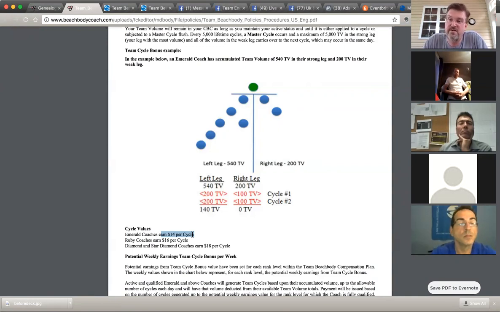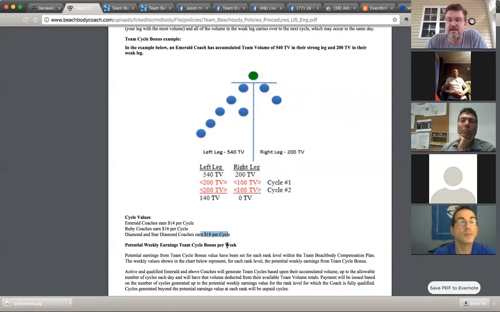That's in addition to your commissions that you make. Remember, you're going to make a 25% commission off of anything that you sell. So in addition, whether you sell anything or not, whether you're traveling around the world, whatever you're doing, it doesn't matter. You're going to earn $28 in this example just from the team that you've built or that has been built underneath you, okay? And then remember, as a Ruby coach, it's $16. As a Diamond coach, it's $18. So it goes up, right? So that's team cycle bonuses.